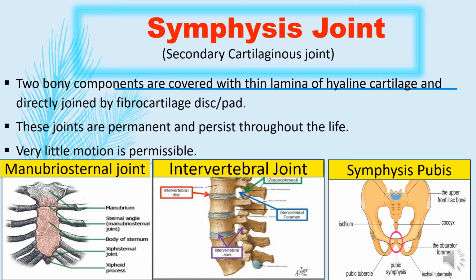Symphysis joint is one of the classifications of cartilaginous joint, in which two bony components are covered with a thin lamina of hyaline cartilage and are directly joined by a fibrocartilage disc or a pad. These joints are permanent and they persist throughout life. They are very strong joints, so little motion is available there. For example, symphysis pubis, a very strong joint that protects the internal organs. Other examples are the intervertebral joint and manubriosternal joint.